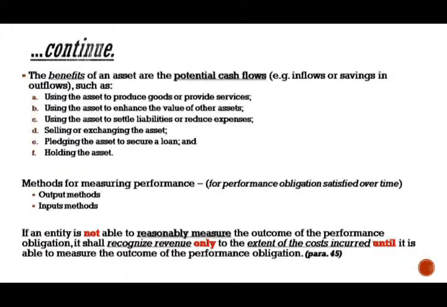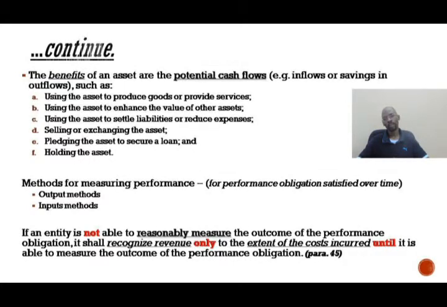And then the next point, the methods we can use to measure the performance can be based on output methods or input methods. What is the entity which is delivering the service or providing the goods? Inputs or in terms of outputs? The last thing which you also need to consider, if an entity is not able to reasonably measure the outcome of the performance obligation, it shall recognize revenue only to the extent of the costs incurred until it is able to measure the outcomes of the performance obligation.